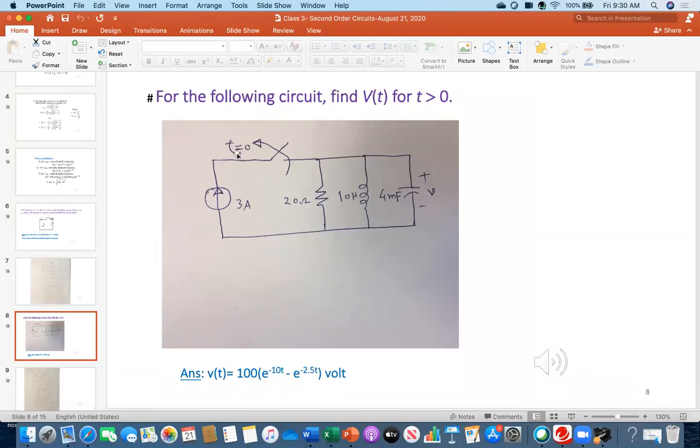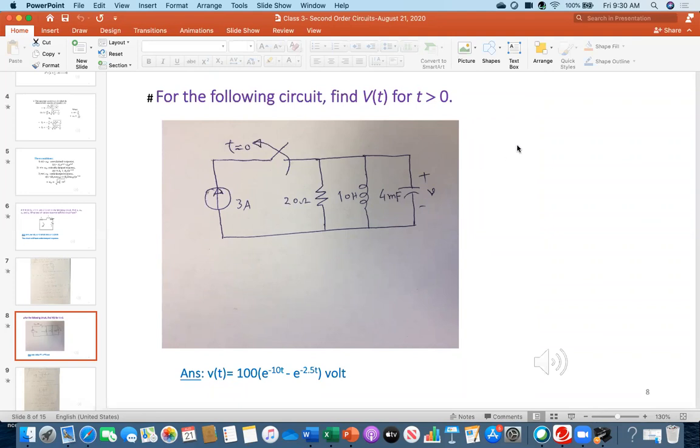It is showing that at t equal to 0 time, the switch is getting opened. So this means initially the switch was closed. And then there is a 20 ohm resistance, in parallel a 10 Henry inductor, in parallel a 4 millifarad capacitor. So the question is to find out v(t). At the bottom I have written down the answer.